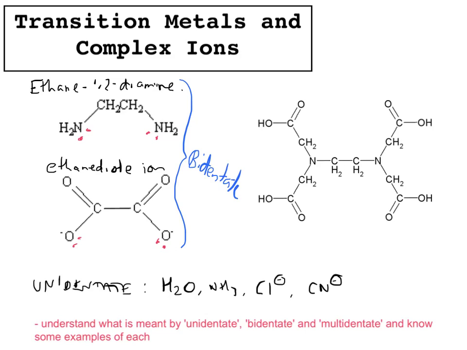Because they can form 2 dative bonds. And the ethane dioate ion can be written C2O4 2-. The one on the right here is called EDTA. You don't have to worry about what that stands for. When you're using this in an equation, you don't have to use the whole molecular formula. That would be far too long.